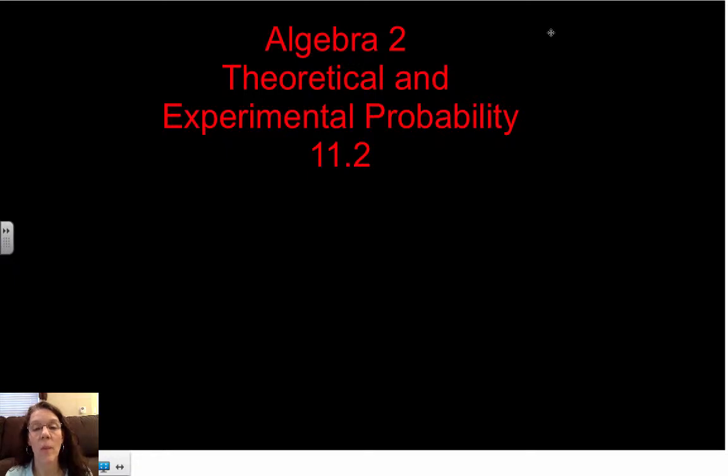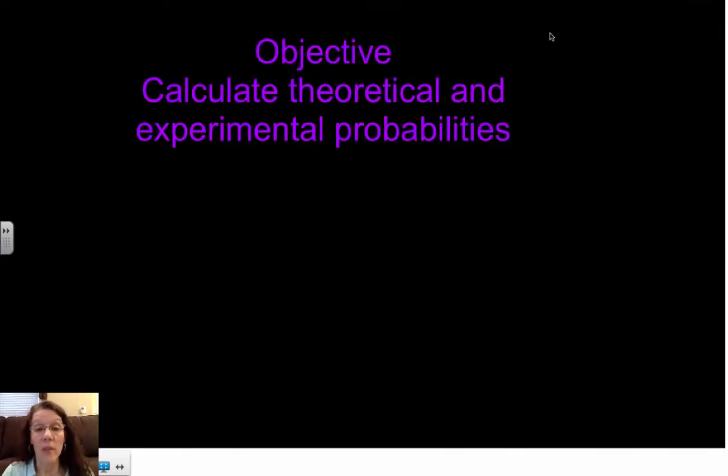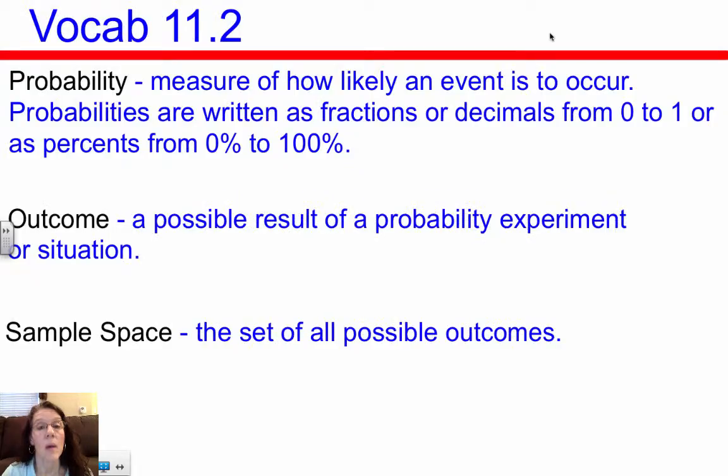Hello, this is Mrs. Roberts, and this is my Algebra 2 class that I'm trying to flip. This is Chapter 11 on Statistics and Probability, and this is the second lesson in this chapter. It's on theoretical and experimental probability. Our objective is to simply calculate theoretical and experimental probabilities. Probably we need to know what those are.